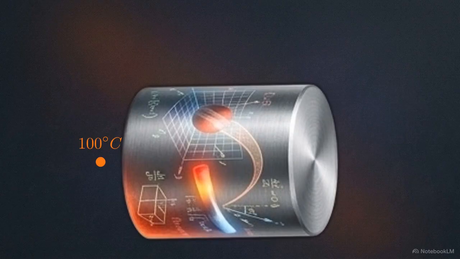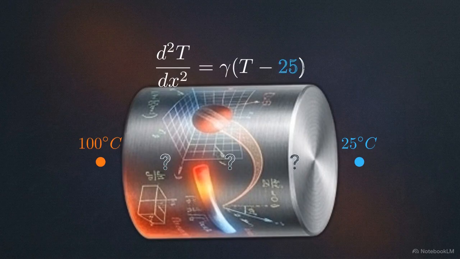Other systems aren't defined by a starting time, but by fixed conditions at their physical edges. Consider a metal rod held at 100 degrees Celsius on the left and 25 degrees on the right. In this scenario, we need to find the temperature at every point in the middle as heat escapes to the environment. This behavior is governed by a second-order differential equation. It describes the relationship between the temperature at any point x and the surrounding ambient air.